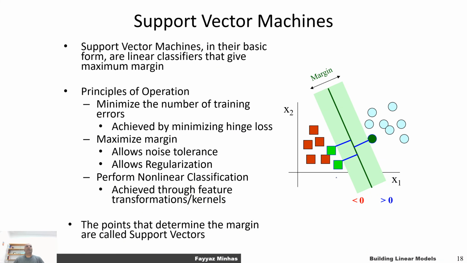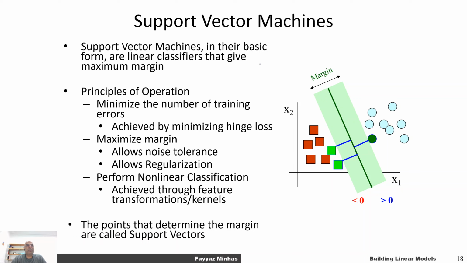Okay, so what we have covered so far, if you've not been able to follow the mathematics in too much detail, that's perfectly fine. What we've covered so far is support vector machines. Support vector machines in their basic form are linear classifiers that give maximum margin. So they are lines that are the maximum distance away they can be in between the two classes.